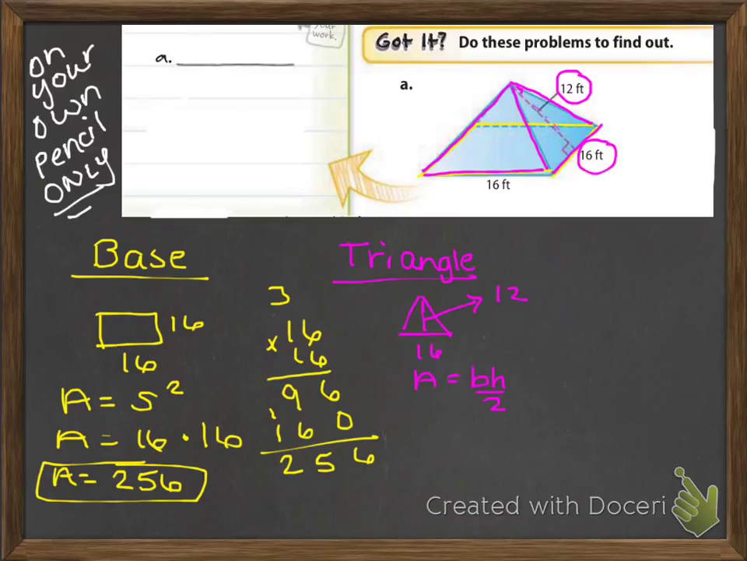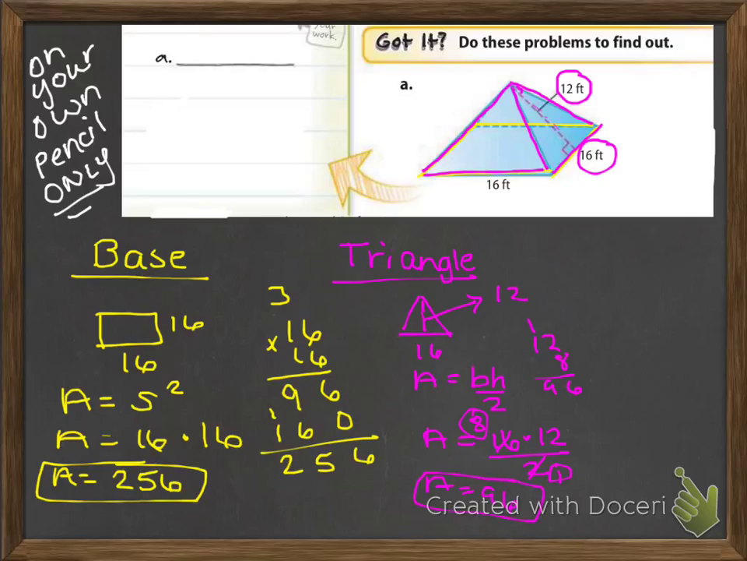So now I'm going to put the formula for area of a triangle underneath my triangle outline here, and I've written area equals base times height divided by 2. Then I'm going to plug in the correct information. Area equals 16 times 12 divided by 2. Then we want to cross simplify. So I'm just going to cross simplify the 2 and the 16, and I get 12 and 8. And now I get an area of 96.